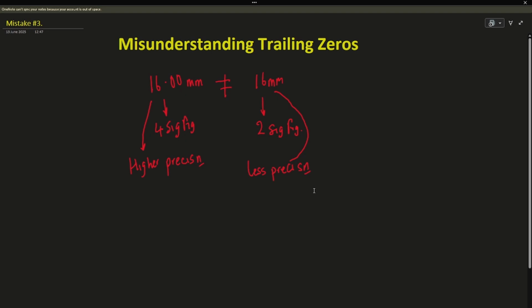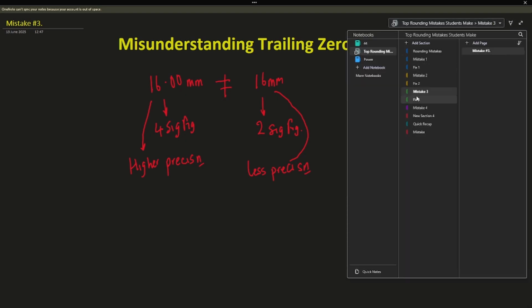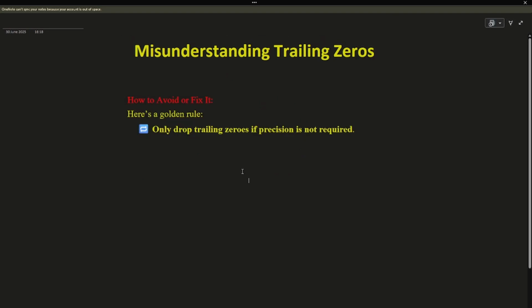As engineers, how do you go about fixing this problem of misunderstanding the trailing zero? How do you avoid this problem? Because this small rounding mistake can change design specifications, cause tolerance errors, and can even invalidate technical documentation. So how do we avoid these problems? The golden rule is that you only drop a trailing zero if precision and accuracy are not required, and you just want to use that value for estimation.